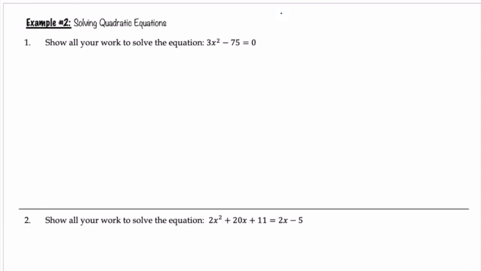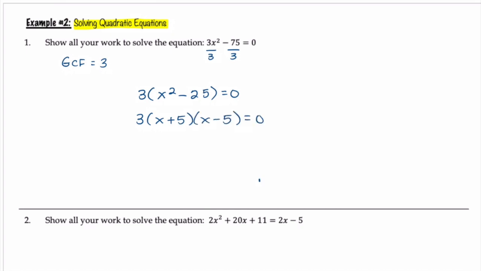So let's take a look at example 2, and in example 2 we are going to be solving these quadratic equations. For number 1, it says show all your work to solve the equation 3x squared minus 75 equals 0. So first thing we're going to do is identify if there's a GCF. Divide each piece by 3. Take that GCF out.